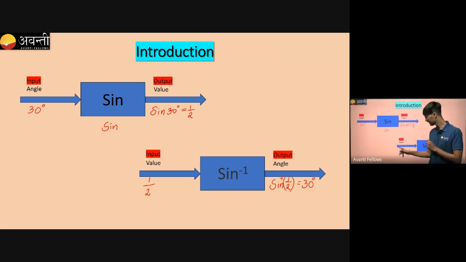Similarly, can you tell me if I give the value 1 as input, what will I get as output? Which angle of sine gives 1? I think 90 degrees is my answer. If I input the value 1, then I will get the angle 90 degrees. So this introduction is basically the general concept of a function: what are input and output. I just want you to remember this one thing from here: in inverse functions, the input is the value and the output we get is an angle. Okay, I hope everyone is clear.